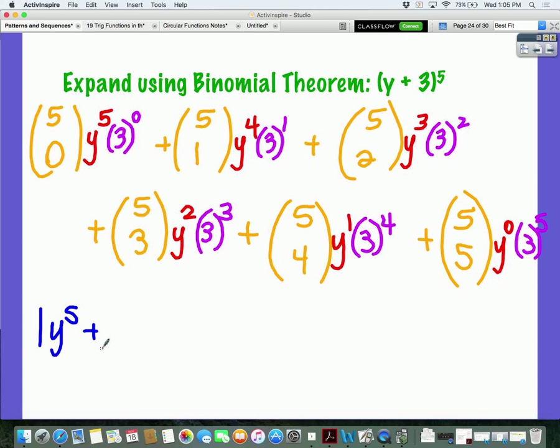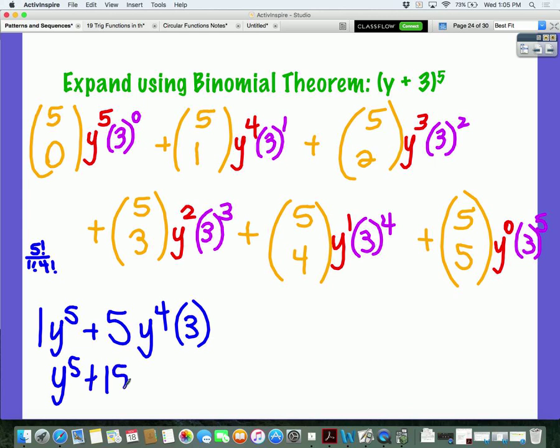5 combination 1 is 5. Now we can definitely do it out, 5 factorial over 1 factorial, then 4 factorial. Or we can know the 5th row of your Pascal's triangle, or we can use our calculator, either way. Then you have a y to the 4 times 3 to the first, which is just 3. So you're going to simplify that some more to get 5 times 3, which is 15. So your next term is 15 y to the 4th.